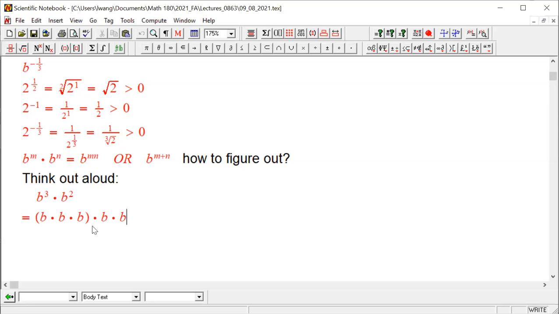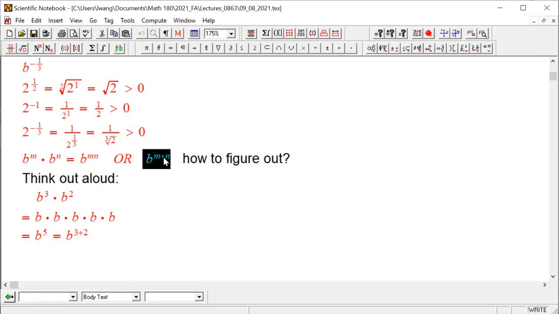I can remove the parentheses. What do I end up with? b to the power 5. And 5 is what? It is 3 plus 2. And that already tells you this formula is wrong.